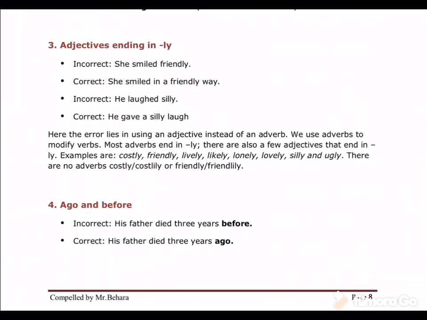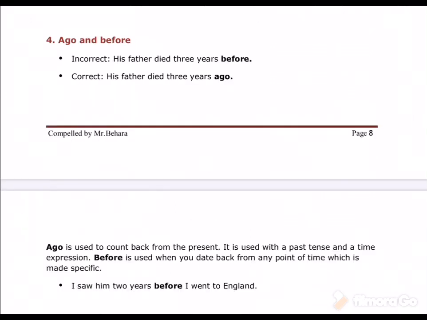And the next one, let me go forward: ago and before. Before going to know it, I would like to provide the definitions of ago and before. You can see the definitions at the bottom. Ago is used to count back from the present moment, up to a certain moment. It is used with the past tense, with a past time expression: 10 years ago, 2 years ago, 1 week ago, just like this.